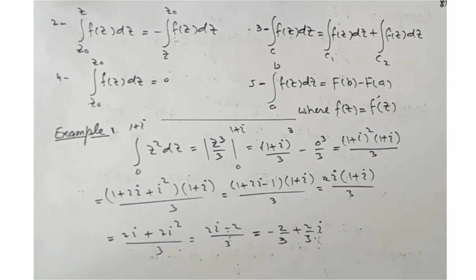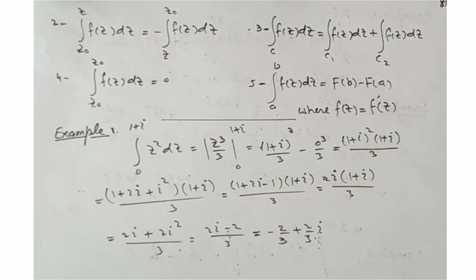And third property is integral over c of f of z dz equals integral over c1 of f of z dz plus integral over c2 of f of z dz. We can break this integral c into two parts, c1 and c2. c stands for the curve, so we break this curve into two parts. First part is c1 and second part is c2.